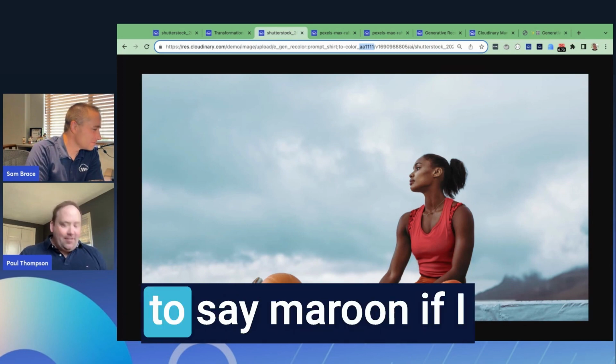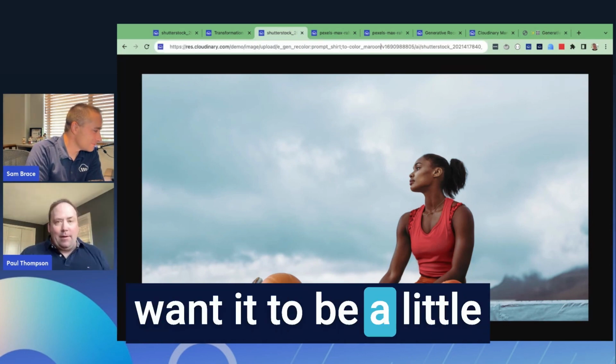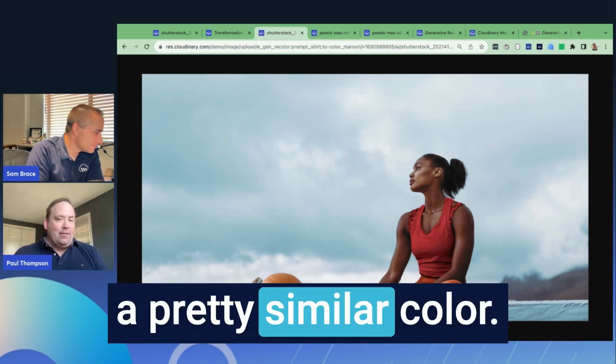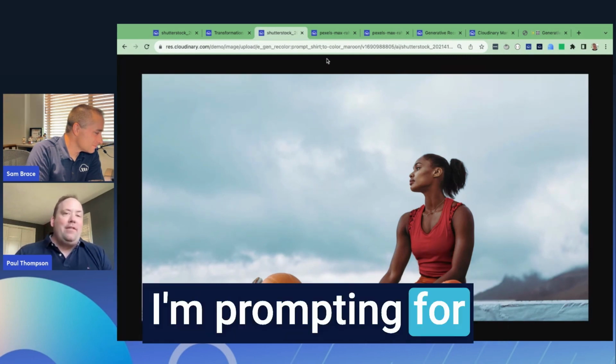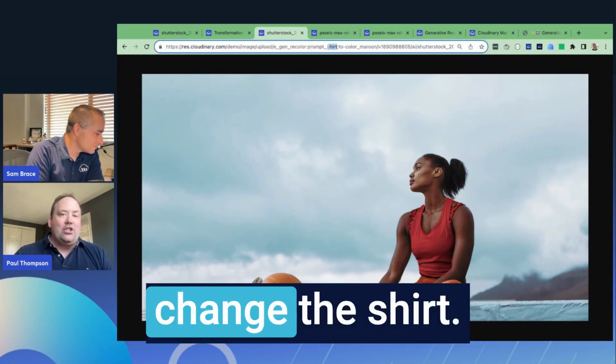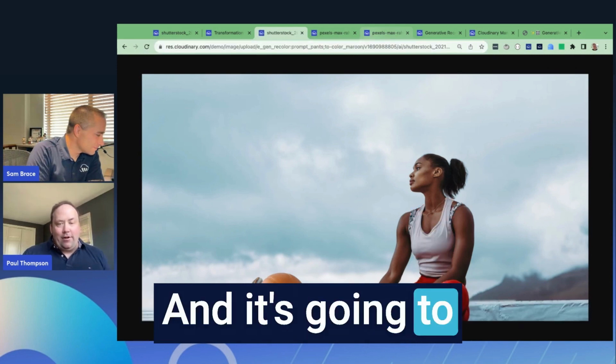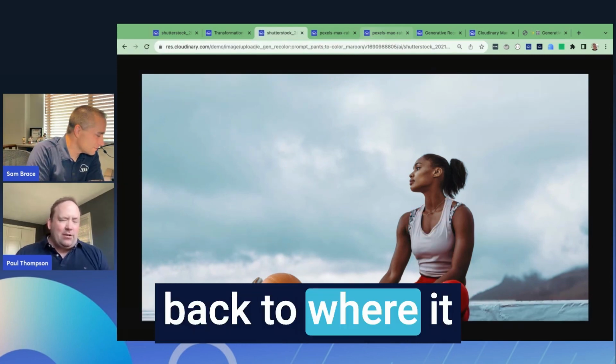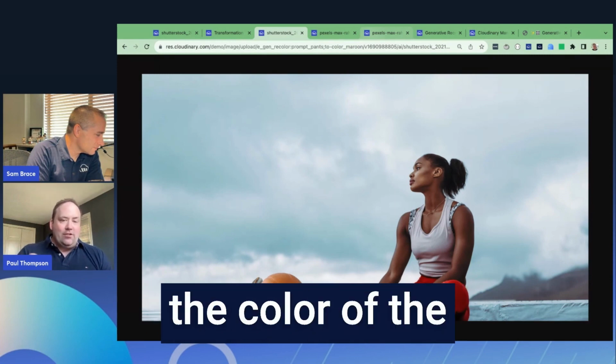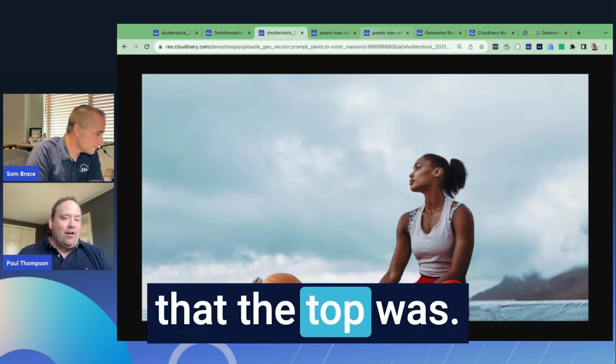I could change this to say maroon if I want it to be a little less specific, and it's a pretty similar color. But if you look, I'm prompting for the shirt, right? I'm just asking it to change the shirt. I could change this to say the pants, and it's going to just put that shirt back to where it was and change the color of the pants to that color that the top was.